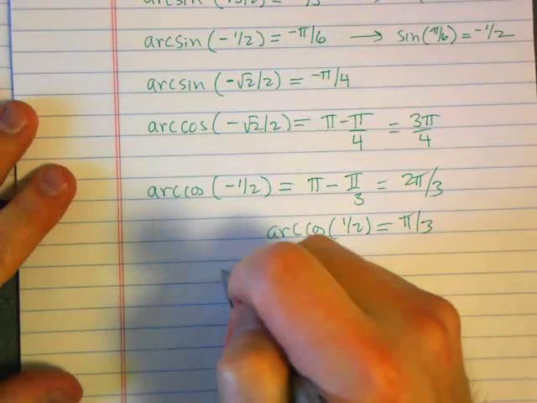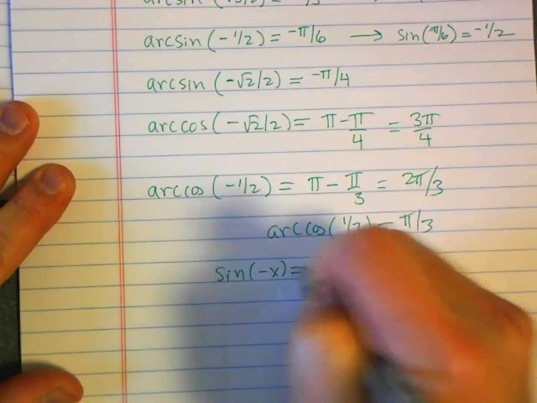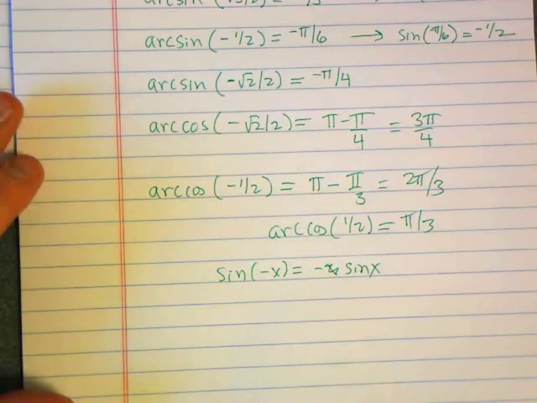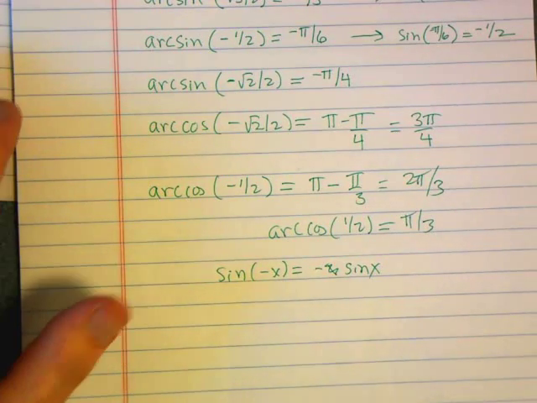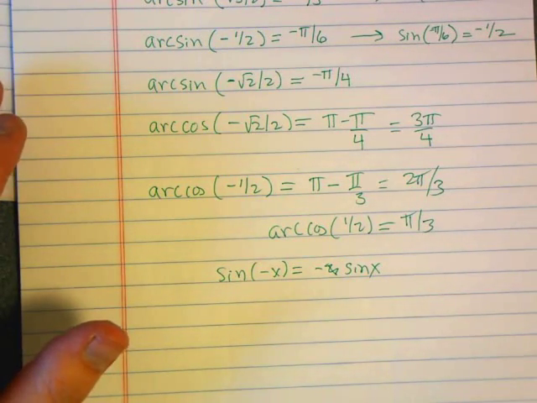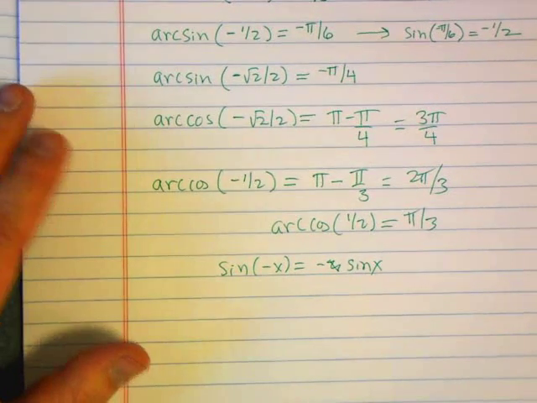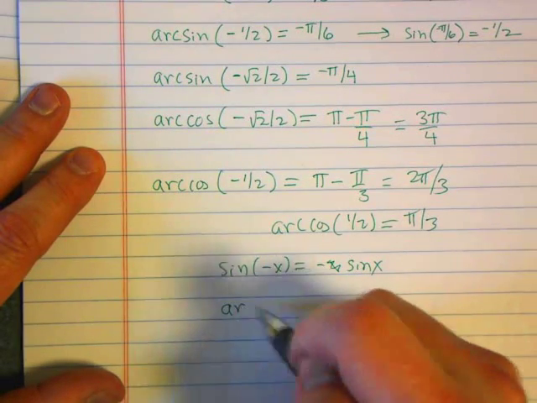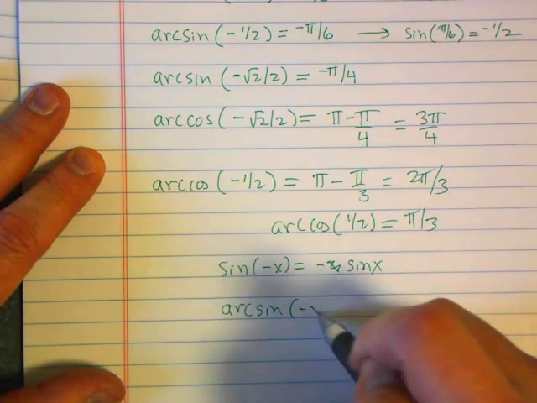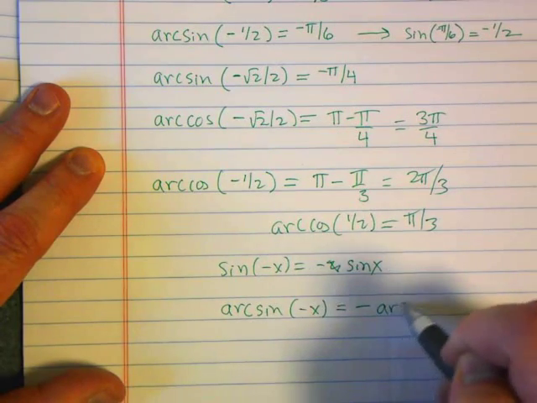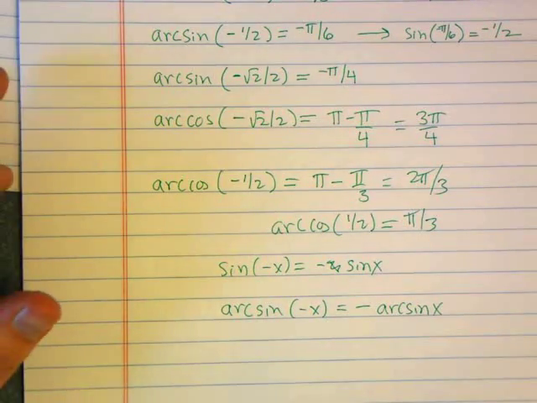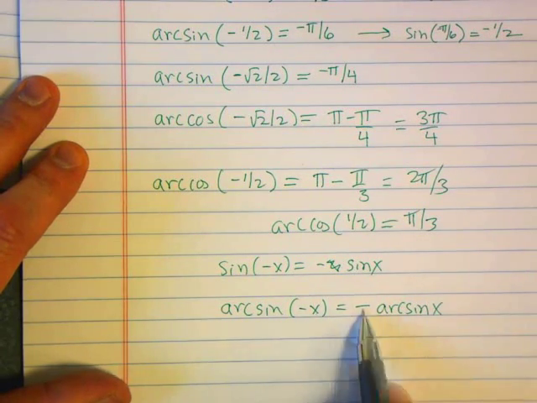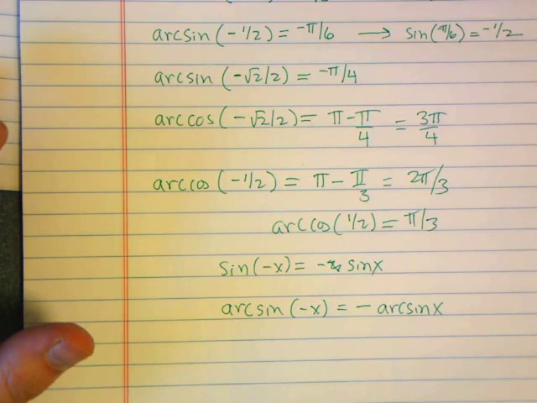Our odd property was sine of negative x is negative sine x. Oops, you can't see what I just wrote there. Still can't see, gotta push the right button here. There it is. Since sine is odd, inverse sine is also odd. So the arc sine of negative x is negative arc sine of x. So if I have a negative pi over 6 here, I can just plug in pi over 6 and make my answer negative. Everything to do with evens and odds.